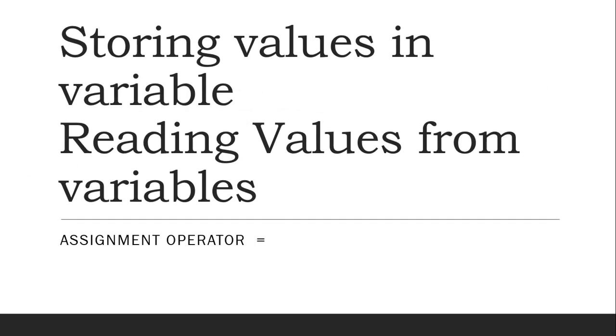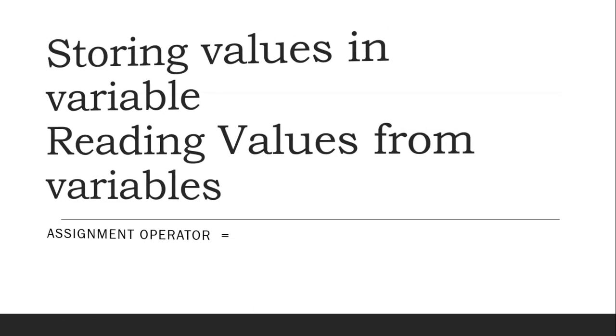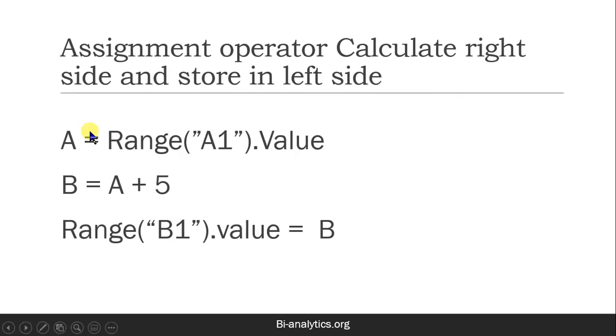Now we'll talk about how we can store a value in a variable. You know that if there is a cell with 20 in A1, it is stored in the A1 cell. But how to store that value in a variable? And then, if the value is stored in a variable, how to read that value? What is stored in it? This is all done with the help of the equals to operator, which is called the assignment operator. Let's see how we will do it. The assignment operator calculates the right side and stores it in the left side. This is the most important thing.